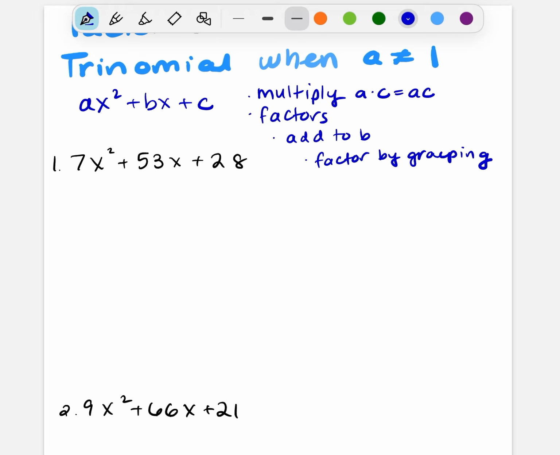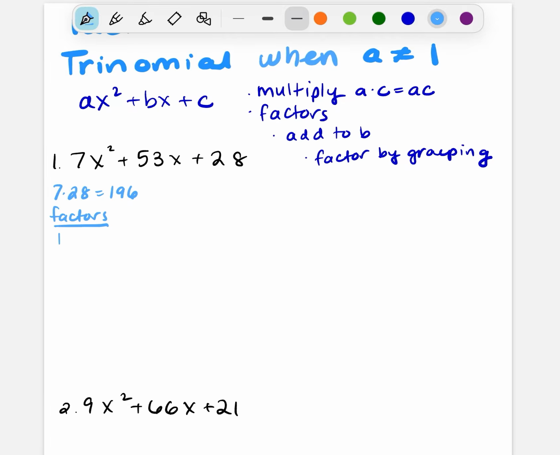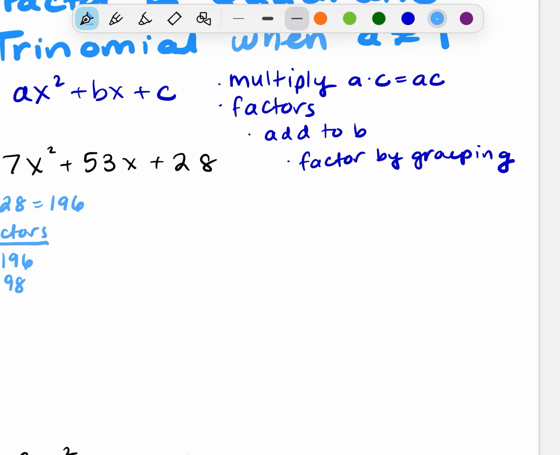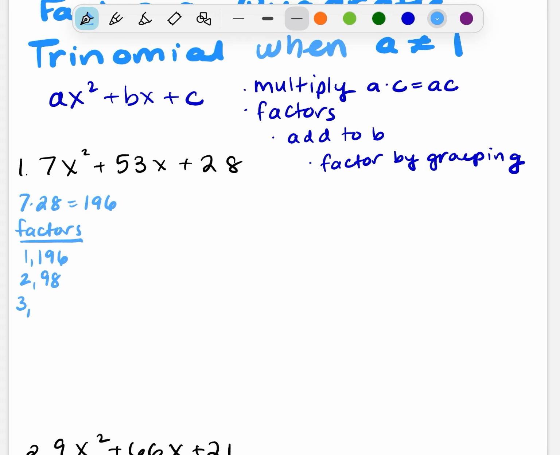For 7x squared plus 53x plus 28, the first thing that we want to do is check to make sure that there's no greatest common factor that we can factor out of all of those, 7, 53, and 28. 7 and 28 are both divisible by 7, but since 53 is not, we are going to multiply our a and our c term. 7 times 28 is 196, and some factors of 196 are, of course, 1 and 196, but that's not helpful since those don't add to 53. 196 divided by 2 would be 98, but those don't add to 53. 3 doesn't go into 196, but 4 does. 4 times 49 is 196, and those are the factors that I want to choose, because 4 plus 49 is equal to 53, our b term.